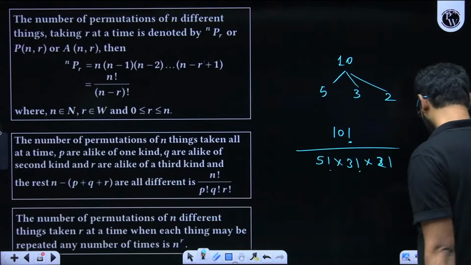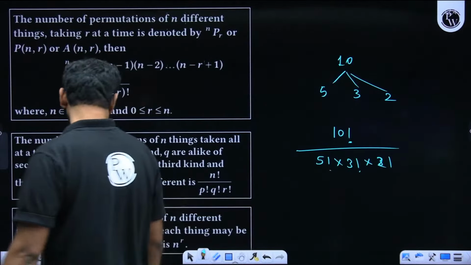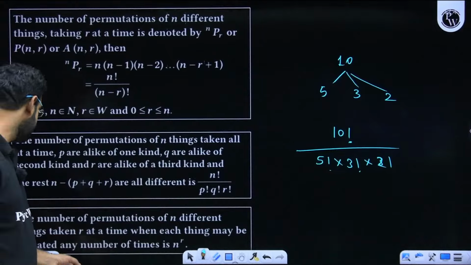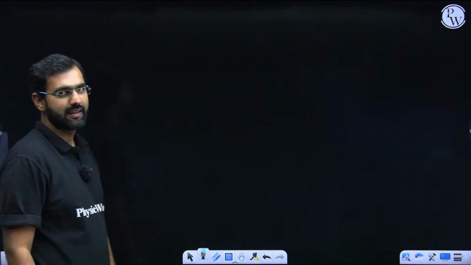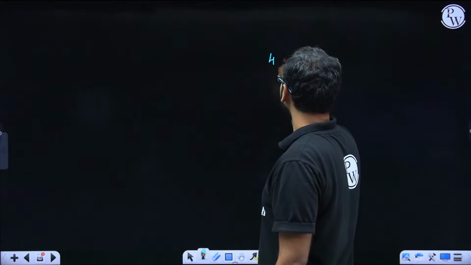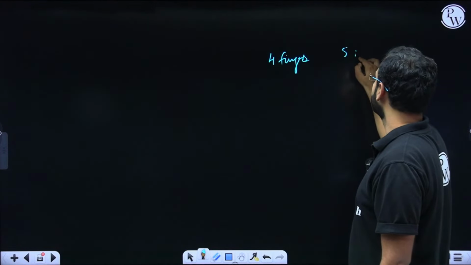Now there is something very interesting. If n different objects are to be taken r at a time, when each thing may be repeated any number of times, it is n to the power r. What does it mean? Let's say I have 4 fingers in my hand, one is the thumb. So there are 4 fingers in one of my hands, and let's say I have 5 rings, for a while.